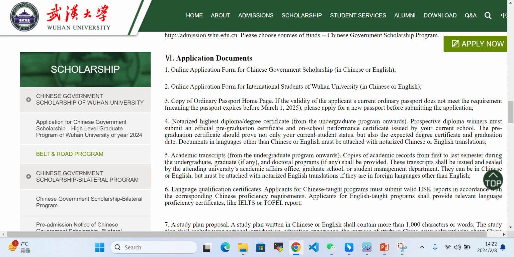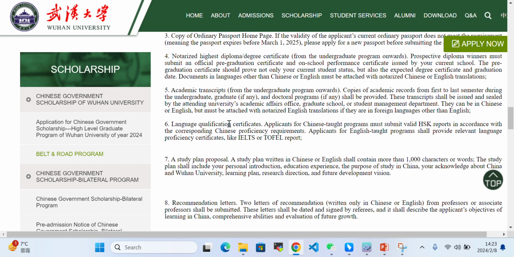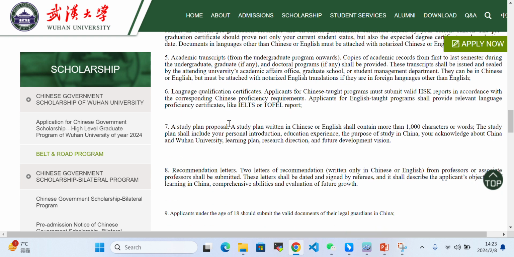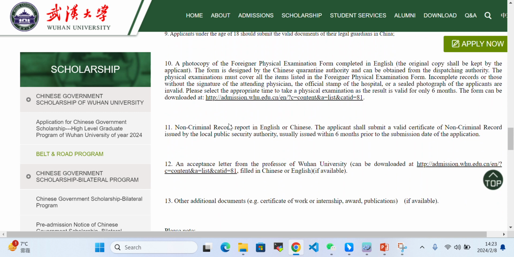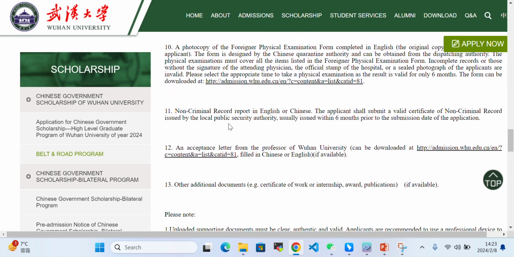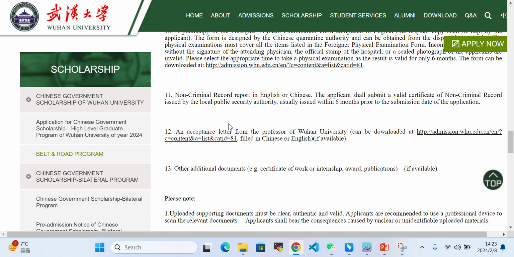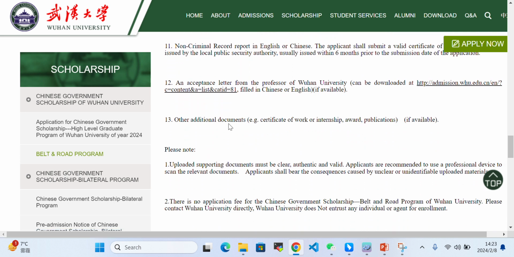Required documents are the online application form of Chinese government scholarship, the online application form for international students of Wuhan University, a copy of the ordinary passport homepage, notarized highest diploma certificates, academic transcripts, language qualification certificate, study plan, recommendation letters, physical examination form, and non-criminal record. Acceptance letter is needed if you are applying for the PhD program. Or you can also get the acceptance letter when you are applying for the master's program. That will increase your chances of getting the admission.